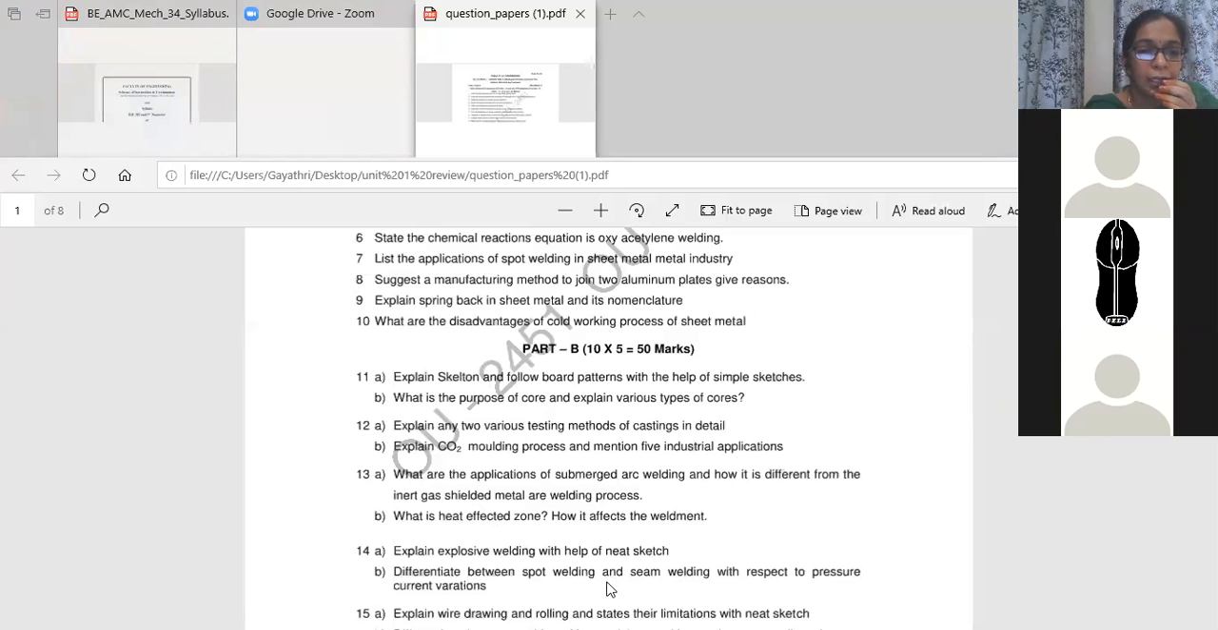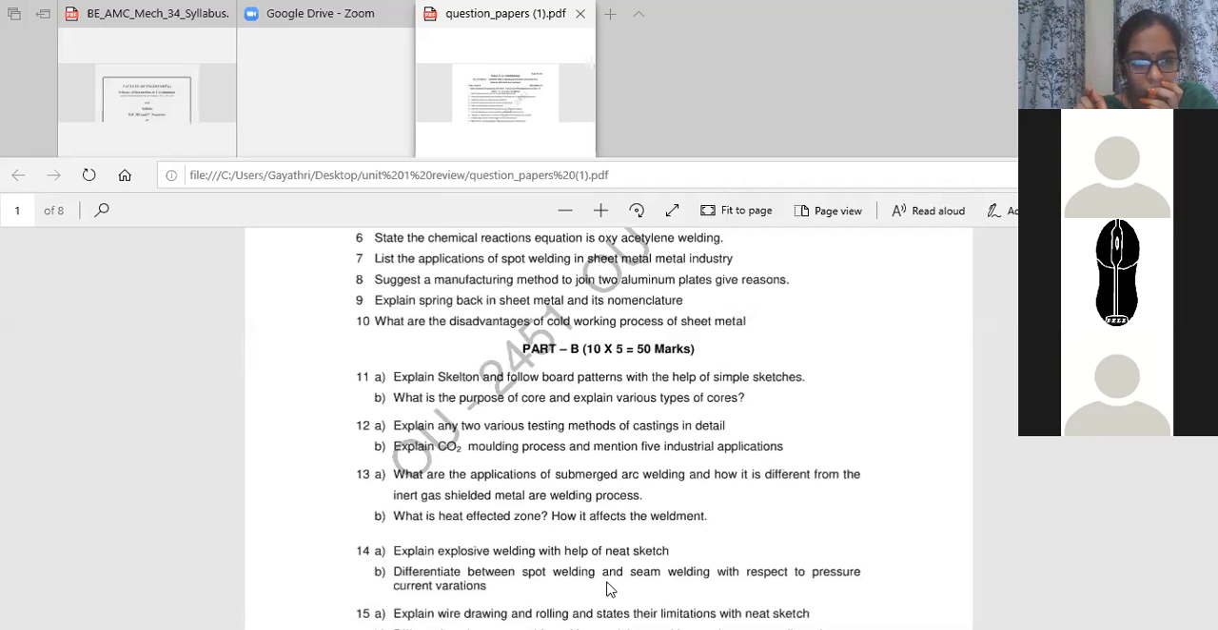What is the B? 11th one B question: What is the purpose of core? The purpose of core is for the hollow sections. If you want to create a hollow section, you will insert the core, and the material of the core is sand.